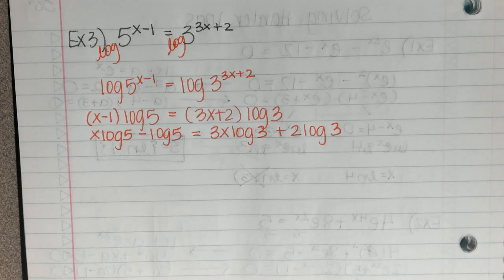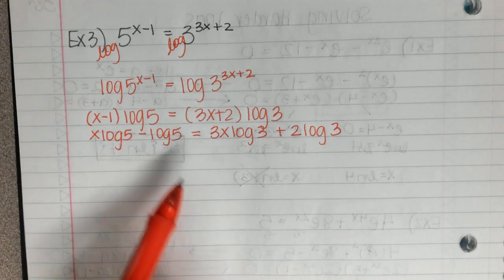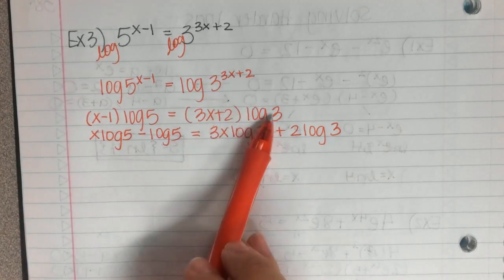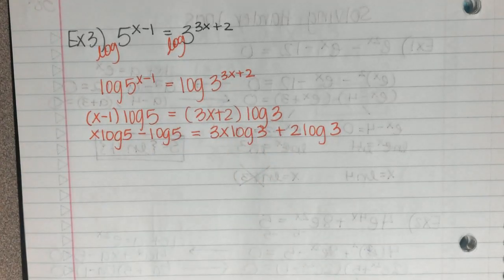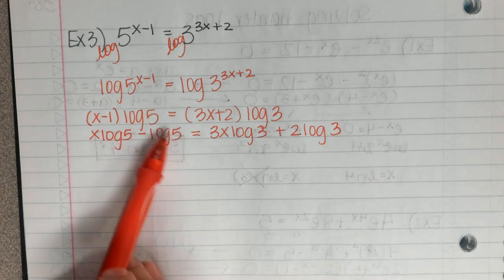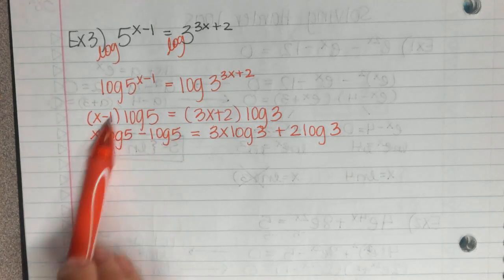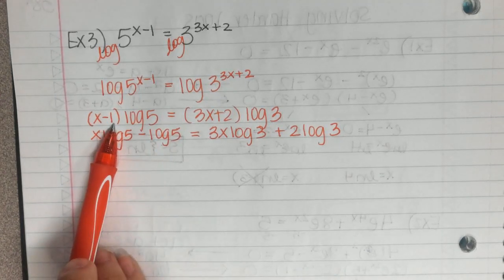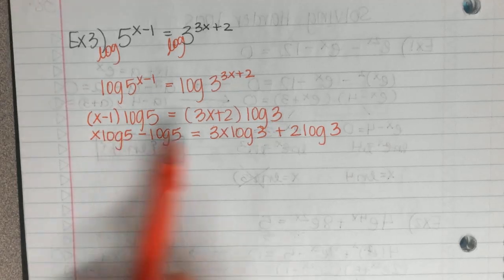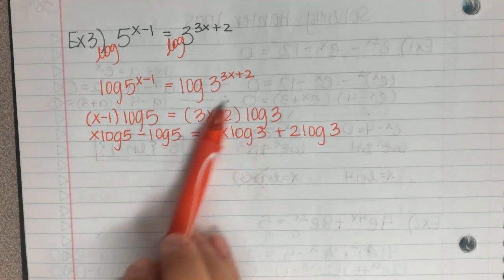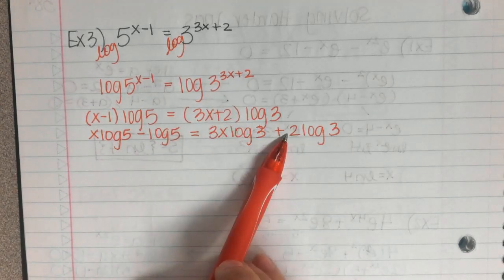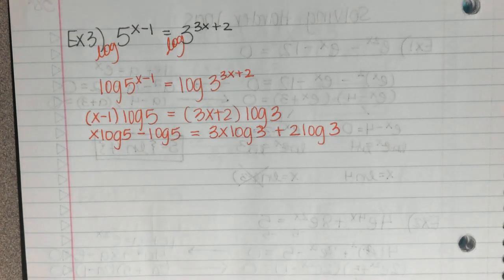And you can do that. That's legal. I just distributed this to both of those and distributed this to both of them. Does that make sense? Yeah, we've not done that yet before. So I just put the x, common log 5, negative 1. I just put negative, common log 5. And then 3x, common log 3, and then 2, common log 3.